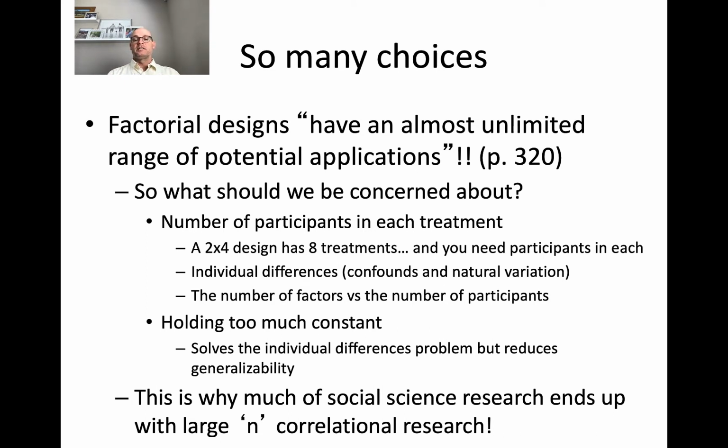You need enough participants in each one of those to have enough variation and enough difference to see that there's an actual difference statistically. Then there could be natural variation, and there are confounds. In other words, there are other potential variables that could be in there that are creating some of these changes. And the number of factors versus the number of participants.